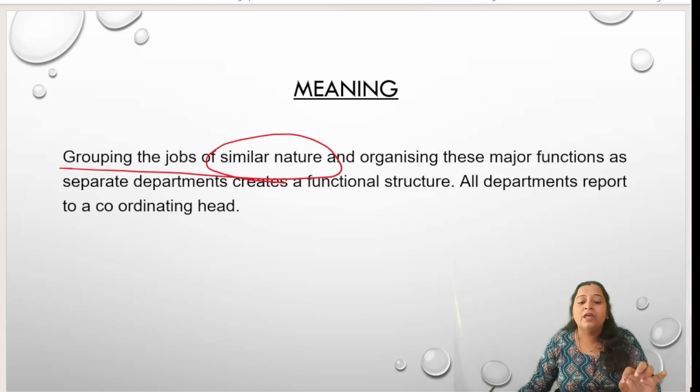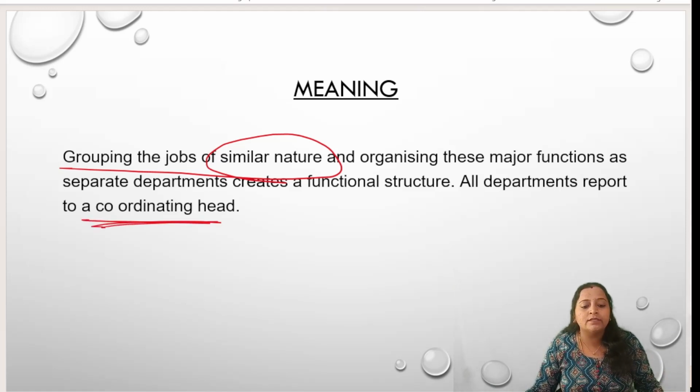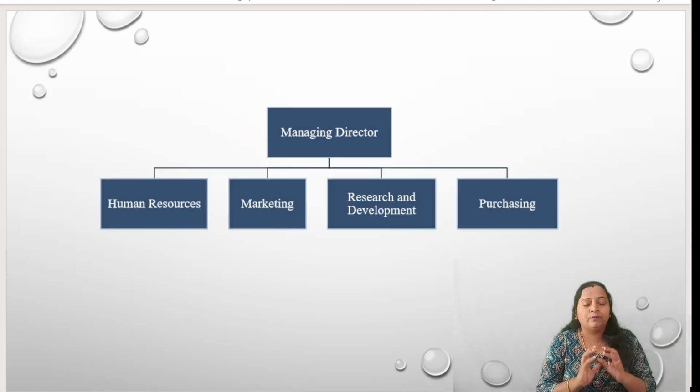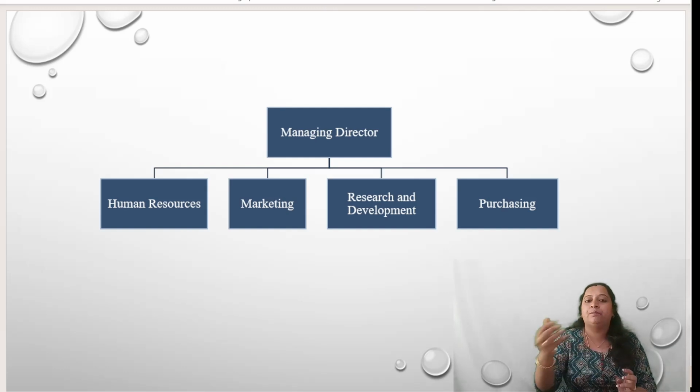All the departments report to a coordinating head. I told you, the coordinating head is nothing but the manager of that particular department. He is going to take care of all the activities in that department. Hope you people have got an idea about the functional structure. Now we'll move on to the merits and demerits of your functional structure. Before going to that, we'll just have a quick look at the different departments, an example chart of how your functional structure will look.